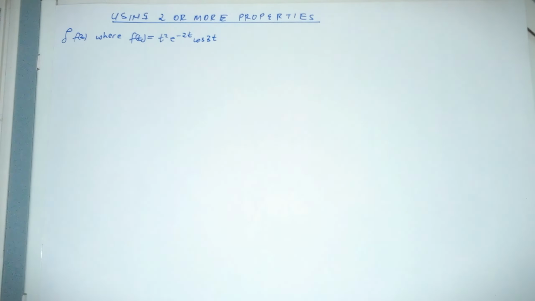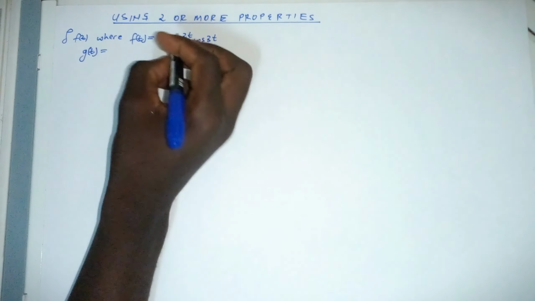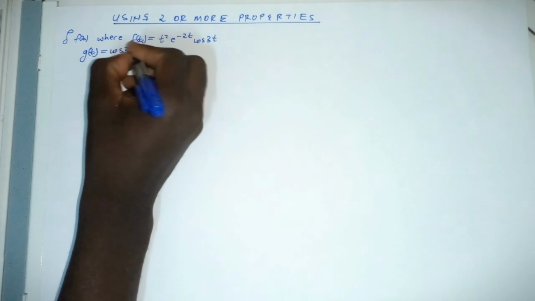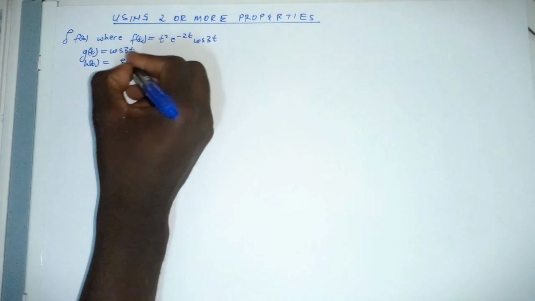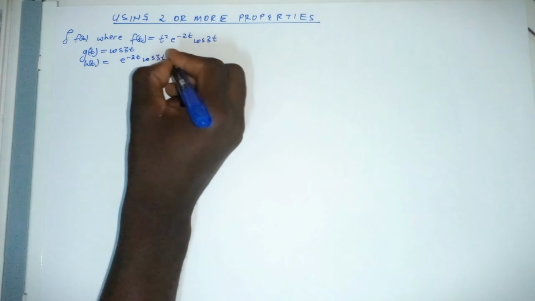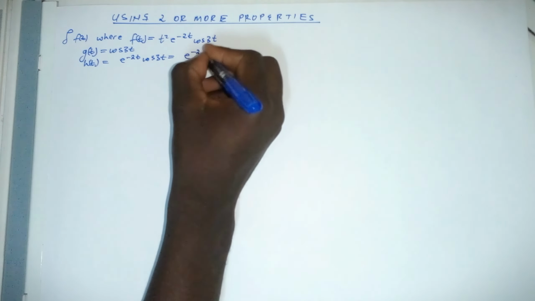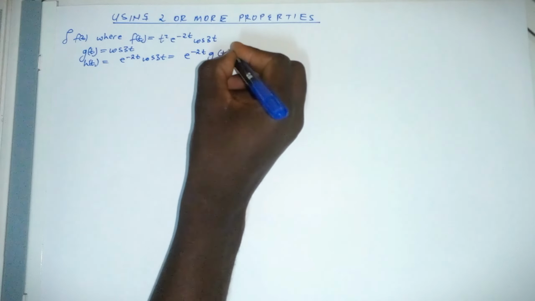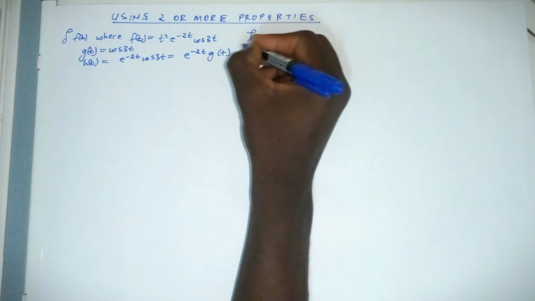So what I'm going to do is start from the right hand side. I'm going to say let the function g of t be equal to cos 3t, and function h of t be equal to e to the power negative 2t cos 3t. But I've said cos 3t is equal to g of t, so this is e to the power negative 2t g of t.